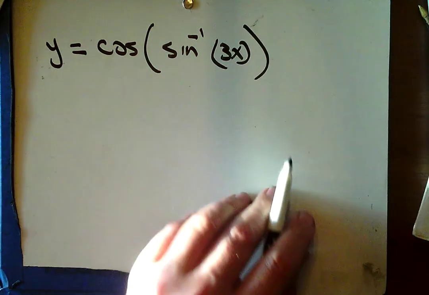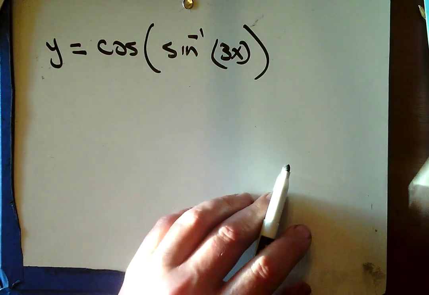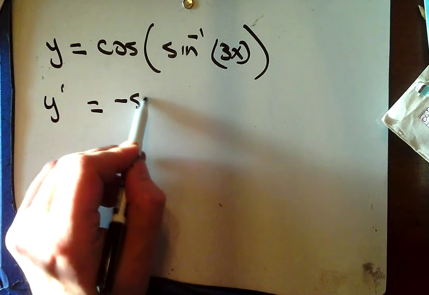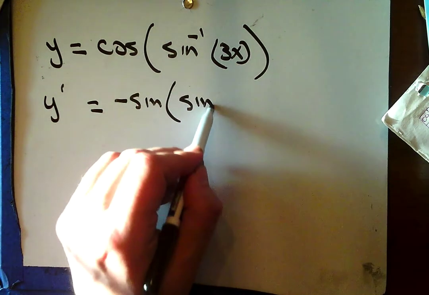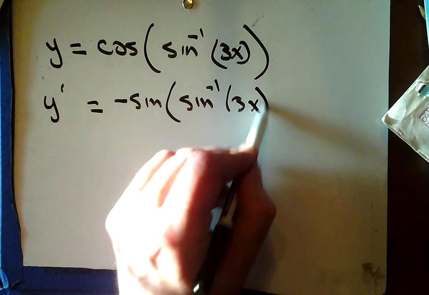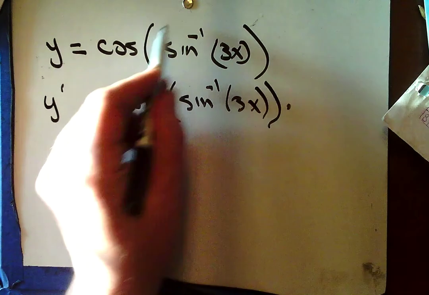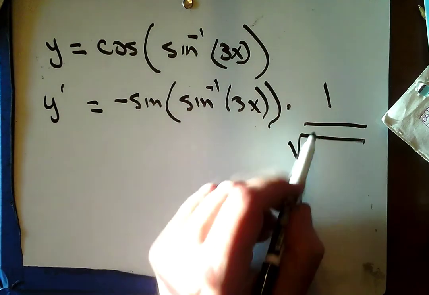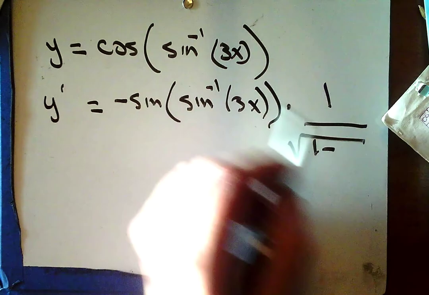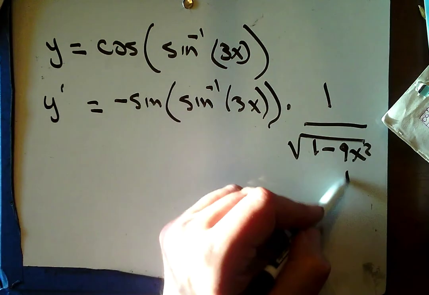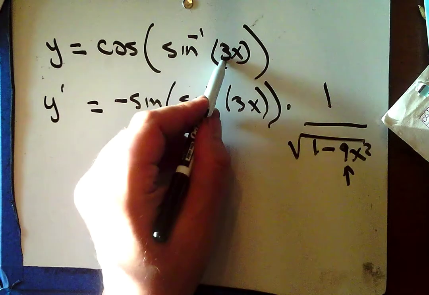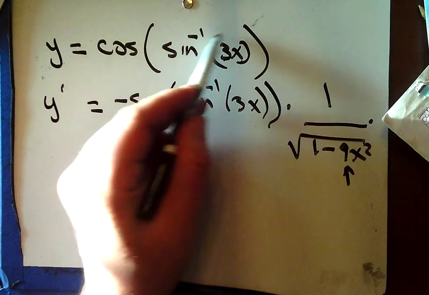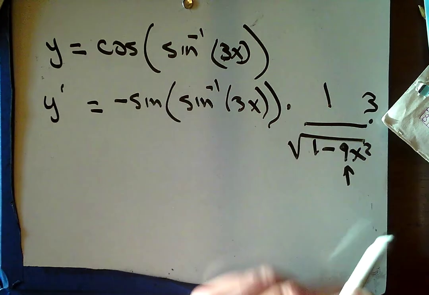Okay, how about y equals cosine of sine inverse of 3x? Sure, y prime then is the derivative of cosine, leave the inside alone, times the derivative of the inside inverse sine, 1 over square root 1 minus stuff squared, right? That's got to be a 9, not a 3, because you're squaring this and squaring this, times the derivative of the innermost function, so times 3.